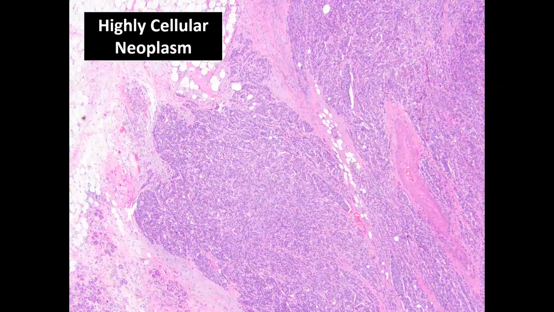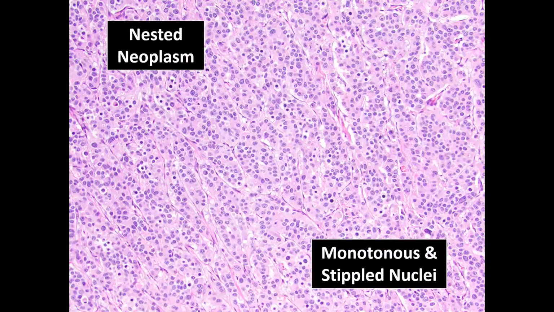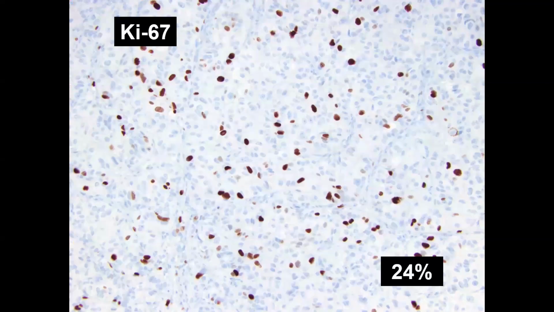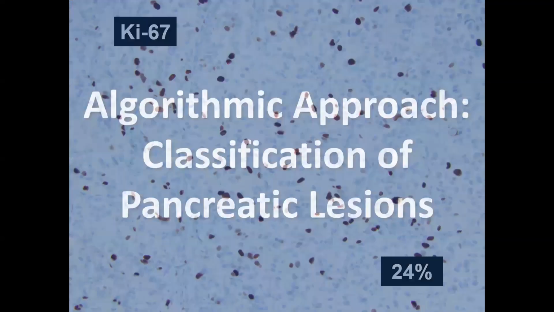Histologically, the mass was centered within the pancreas and composed of closely packed neoplastic cells with little intervening stroma. At higher magnification, the neoplastic cells were organized in a nested architecture and composed of monotonous cells with stippled or somewhat salt and pepper nuclei and granular eosinophilic cytoplasm. A limited immunohistochemical panel was performed and demonstrated diffuse immunolabeling for cytokeratins, as well as both synaptophysin and chromogranin. Finally, immunolabeling for Ki67 demonstrated a high proliferation index of 24%.